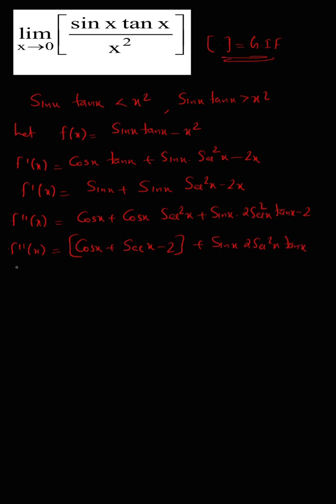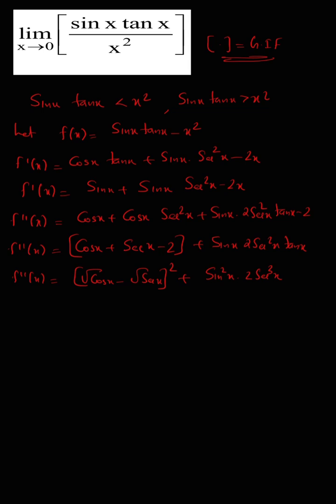Now what is f double dash x? Root cos x minus root sec x all square. I hope you understood how it came. A minus b all square is a square minus 2ab plus b square. Plus I have this sin x into 2 sec square x into tan x. I can write it as sin square x, then 2 sec square x, then sin x by cos x, so it will be 2 sec cube x.